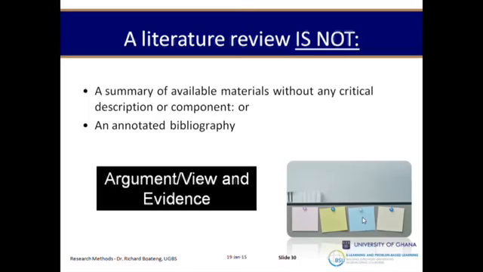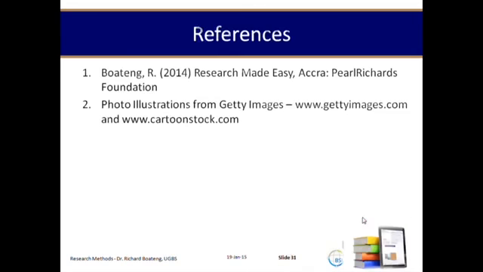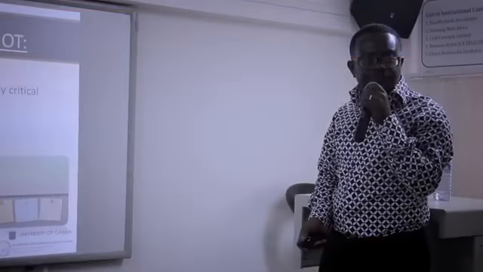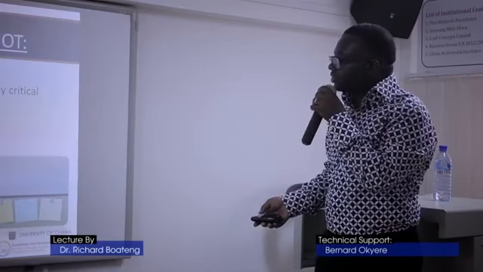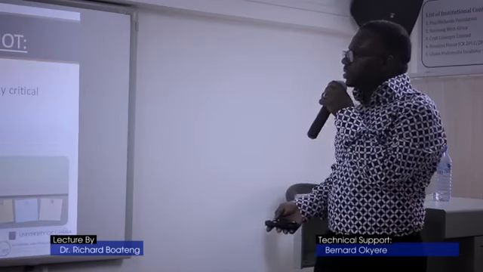Whenever you do a literature review, you are not just doing an annotated bibliography, or a summary of available materials. You are trying to make sure that you put arguments together, you put your evidence together, and then you show illustration. And that is what a good literature review should look like. So what we'll try to do next time is to go beyond that and ask ourselves, how do you provide the evidence? How do you do the referencing? How do you provide the evidence for the illustration? Thank you very much.